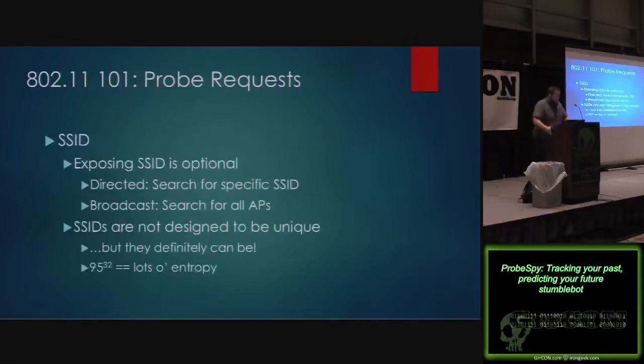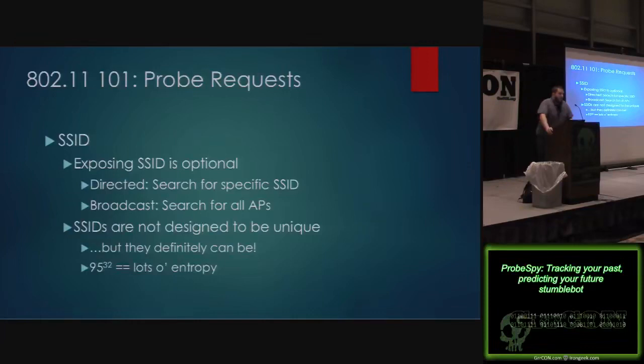And finally, we have the SSID. Now, the SSID is an optional field that's included in a probe request. A directed probe request indicates a specific SSID that the device is attempting to connect to. A broadcast probe request essentially leaves that field null and attempts to induce any access points around it to return a beacon packet saying, here's my SSID, here's all my junk, you can decide if you want to connect to me.